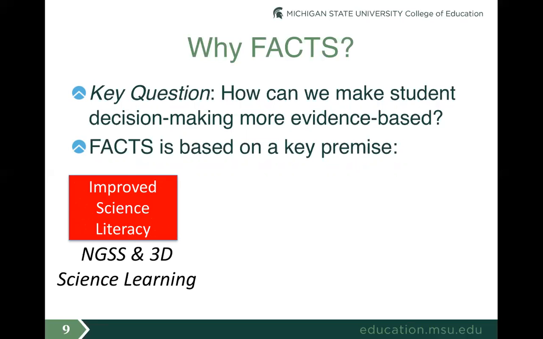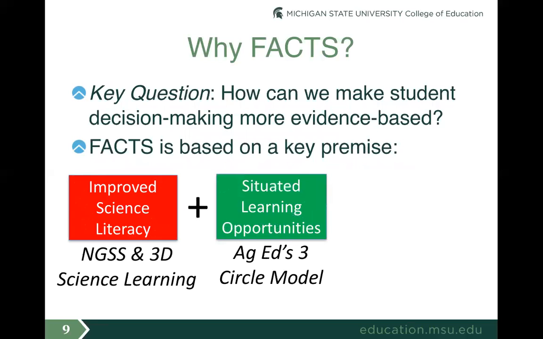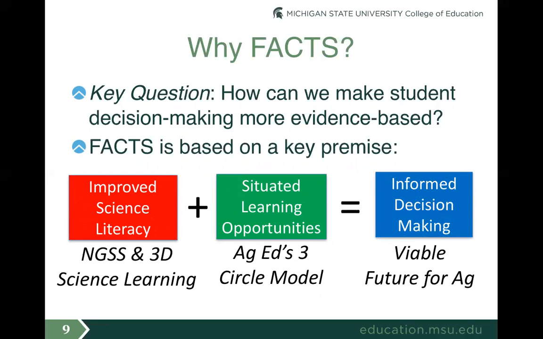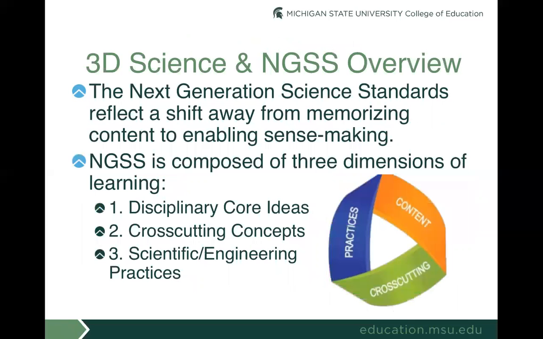One, that improved science literacy, in addition to two, situated learning opportunities that are inherent in agricultural education, will result in more informed decision-making. And again, we're combining science literacy in science education based on breaking research with SAEs and other forms of situated learning in agricultural education to result in future agriculturalists who will make more informed decisions and hopefully, as a result, adopt more sustainable methods for food production.